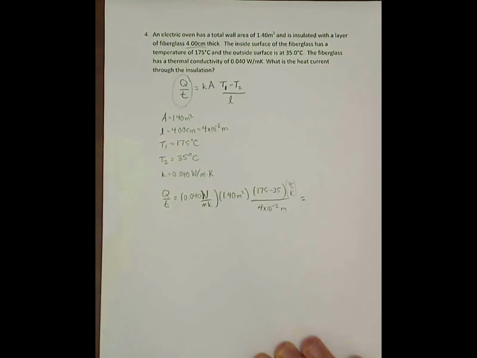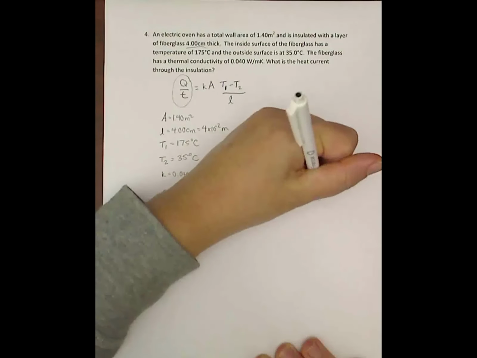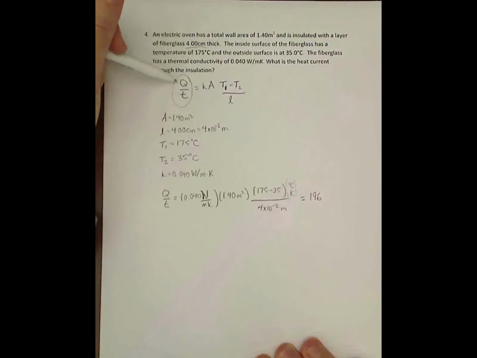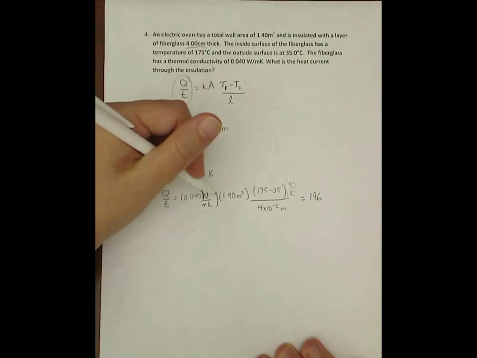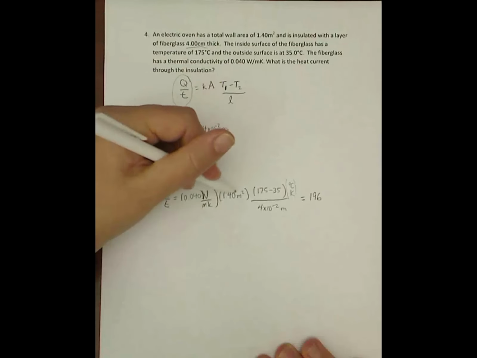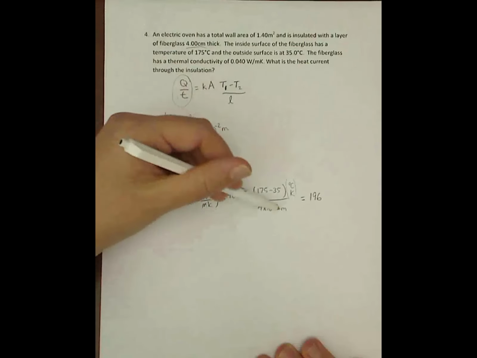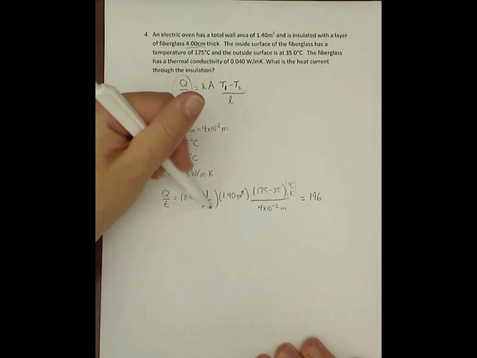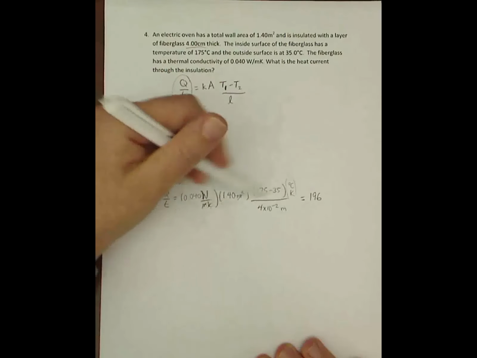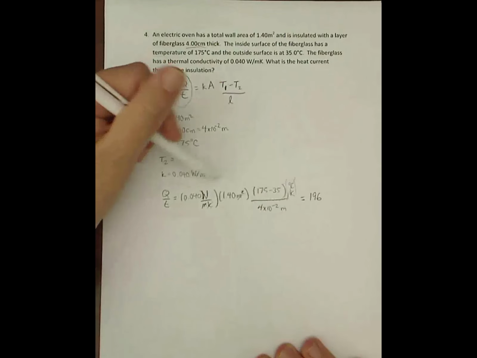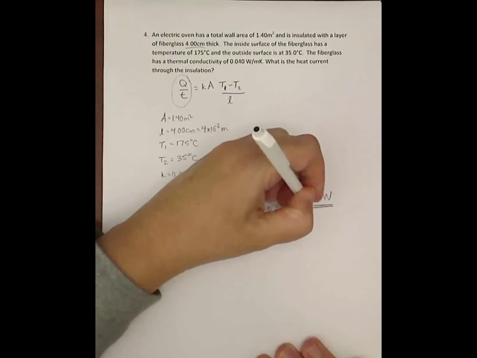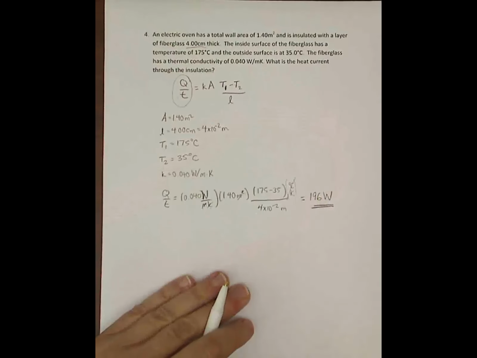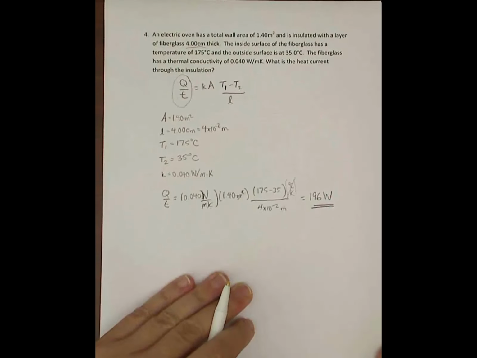Okay, so plug that in your calculator. I get 196, and what's the units? Well, units should be heat over time, so joules per second or watts. Let's see if that works out. So let's look at my units. I've got a meter, cancels one of the meters there. Then I've got a meter in the denominator, cancels that meter. So those units cancel out. So I've got watts per Kelvin times the temperature. That cancels out. So I'm just left with watts. Okay, so the heat current, or the rate of heat loss, is in watts, 196 watts.